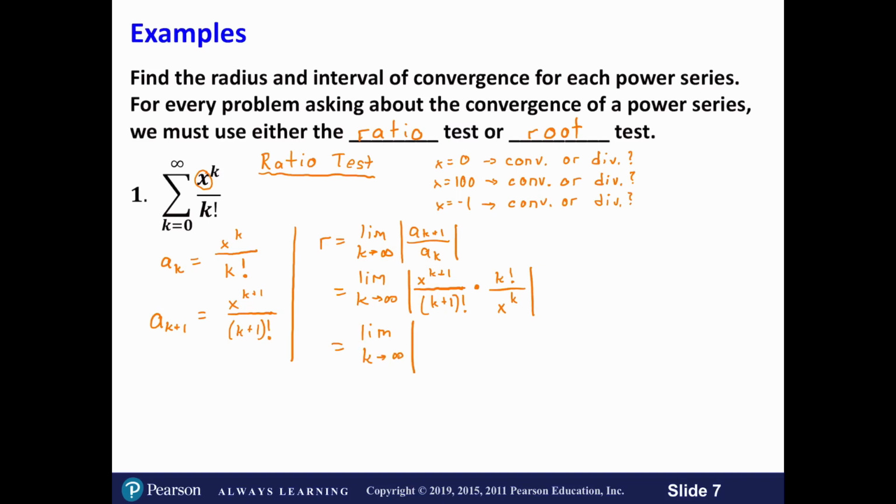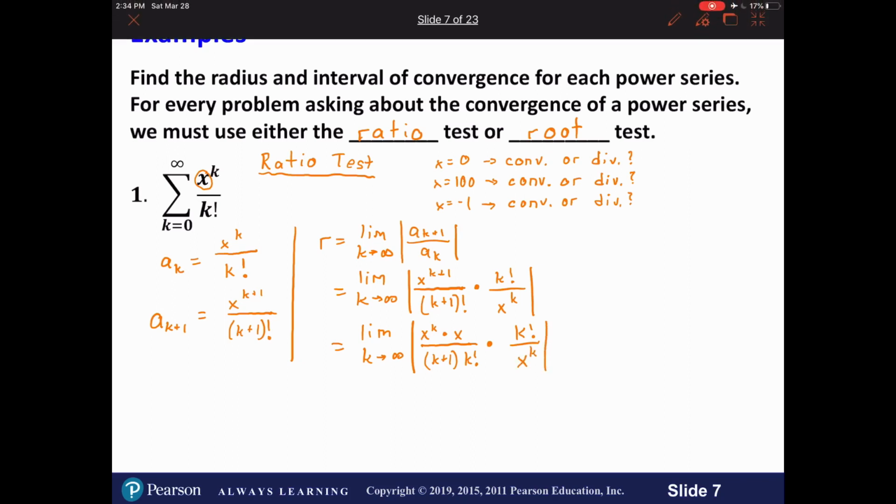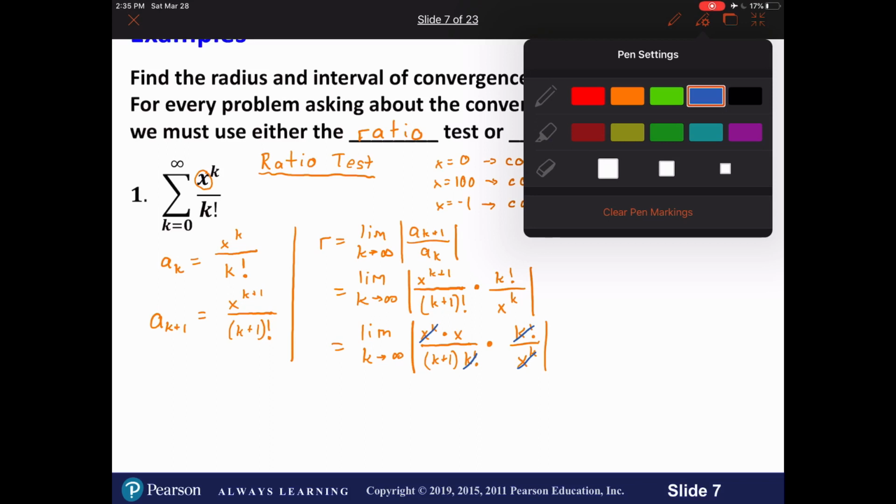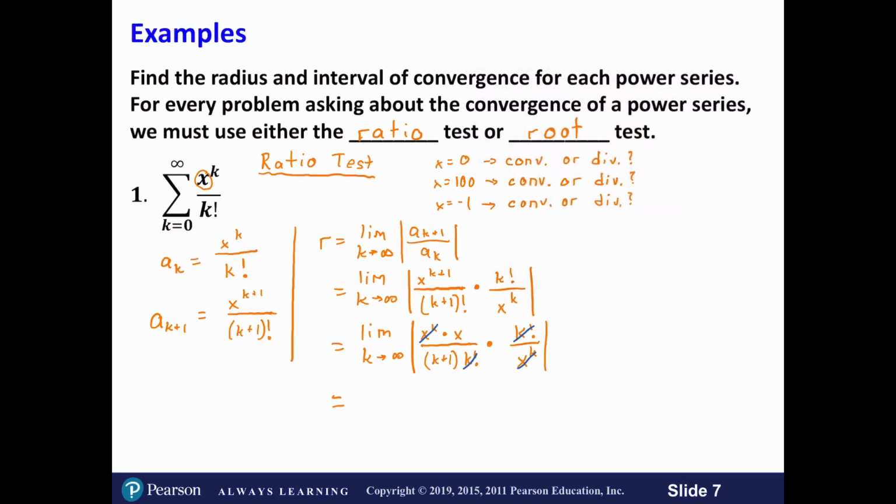All right, if we compute this limit, on top, what we really have is x to the k times x over k plus 1 times k factorial. And then over here on the right, we have k factorial over x to the k. And you will notice that some things cancel, as they normally do with the ratio test. So we are left with the limit as k approaches infinity of the absolute value of x over k plus 1.